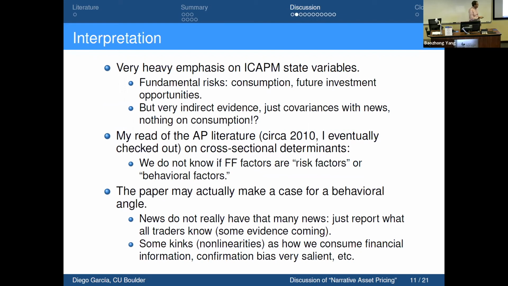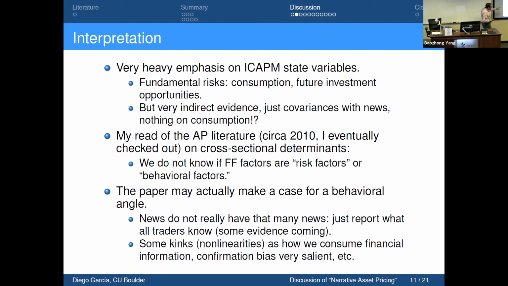But there's very indirect evidence. It's just covariance with news. There's no consumption anywhere. And consumption is definitely one of the things that drives ICAPM. We don't really know. When I was at Dartmouth, Ken French would always be discussing, is it risk versus behavioral stuff? And this was a critical question back then. I think it's still a critical question today because I don't know the answer. Maybe Zero knows the answer.